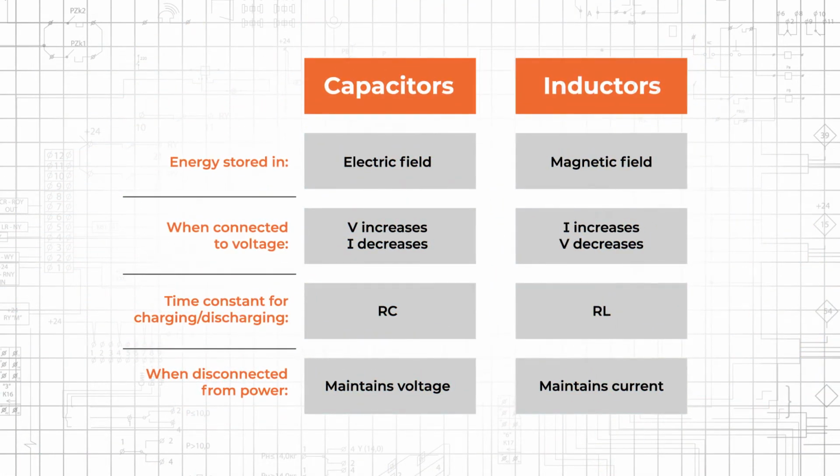Inductance is very similar to capacitance. It stores energy in a magnetic field. When an inductor is connected to a voltage source, its current gradually increases, while its voltage gradually decreases. Its rate of charging and discharging is governed by the RL time constant, which is inductance L multiplied by the resistance in series with the inductor. Finally, if an inductive circuit is disconnected from a power supply, the inductor will temporarily maintain current.